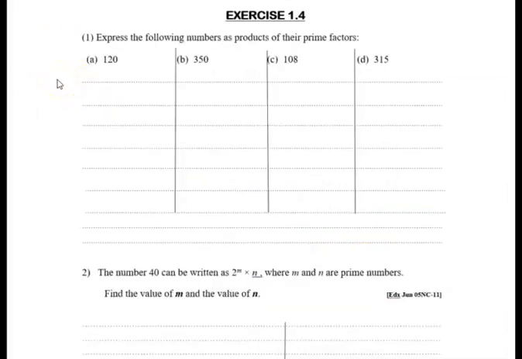Express the following numbers as products of their prime factors. Now, question 1a, we have 120. So what we're going to do is break it down into prime numbers. Now, to do that, we can break it directly into small numbers, like 6 and 20, or you can move directly to prime numbers to make it simpler.